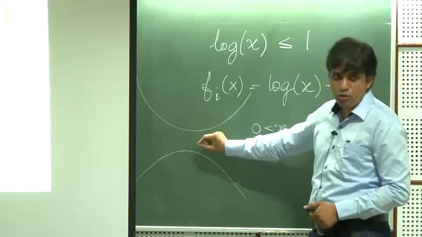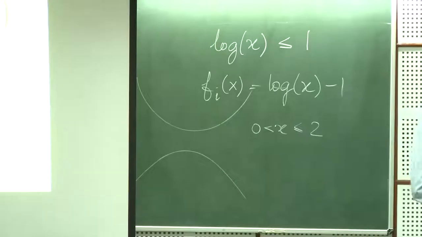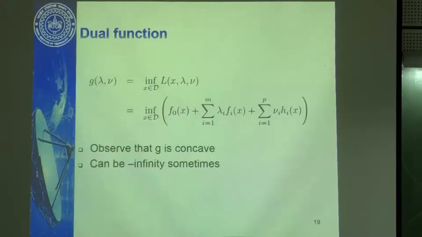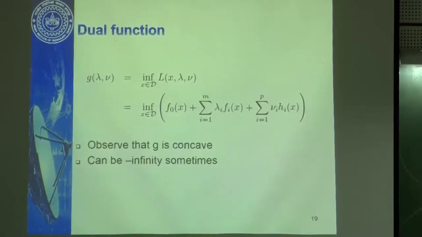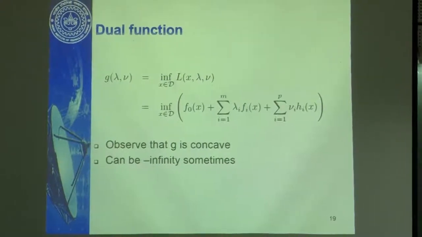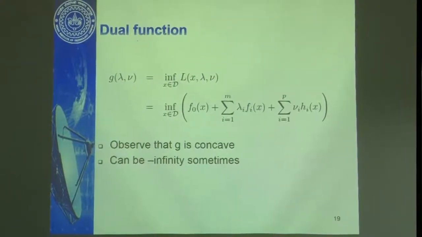And this gap is 0 when? Can anyone guess? It is 0 when the problem is convex. So whenever you have a convex problem, this gap becomes 0. So for convex optimization problems, you can either solve the primal problem or you can convert it into dual form and solve the dual problem. Both optima are the same.